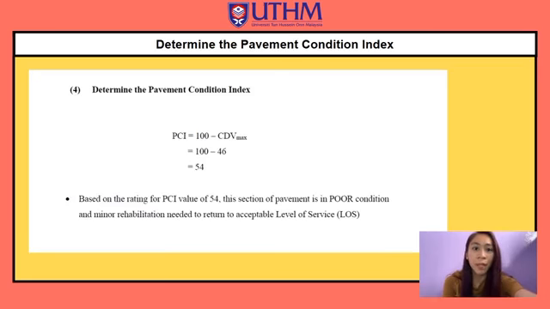Last step, determine the pavement condition index, PCI, for this sample using the given formula: PCI equals 100 minus maximum CDV that I got earlier, which is 46. For the result of PCI, I got 54. Based on the standard PCI rating scale, 54 is around poor condition, meaning that the recommendation for this sample is minor rehabilitation needed to return to an acceptable level of service, LOS.